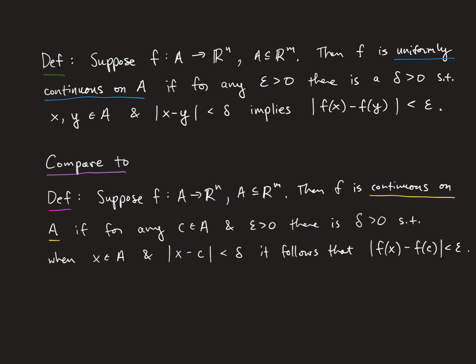To get a better feel for this definition, let's compare it to the definition of continuity again. Same setup: the definition of f being continuous on this domain A is that for any point c in A and any given epsilon greater than 0, there's a response delta such that when x is in A and within delta of c, it follows that the distance between f of x and f of c is less than epsilon. So in other words, when x is close to c, then the output values f of x and f of c are close.